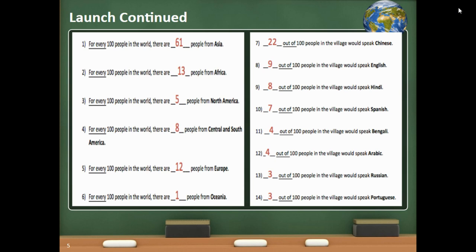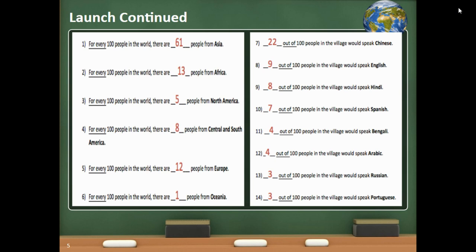So it goes into using the language for every 100 people in the world. For every 100 people, there are 61 people from Asia. For every 100 people, there are 13 from Africa. For every 100 people, there are 5 from North America. For every 100 people, there are 8 from Central and South America. For every 100, there are 12 people from Europe. For every 100, there's 1 person from Oceania.